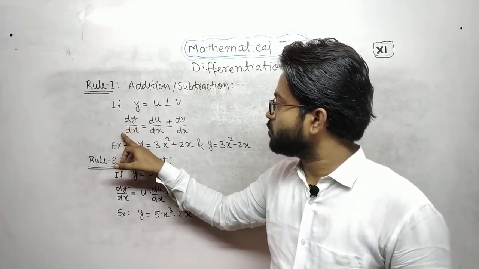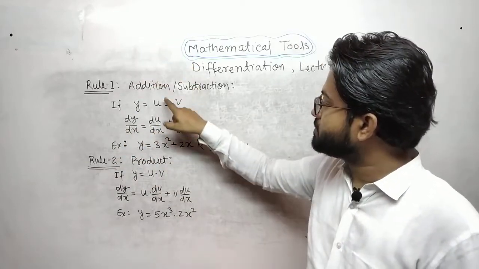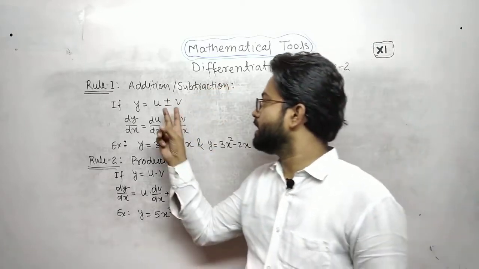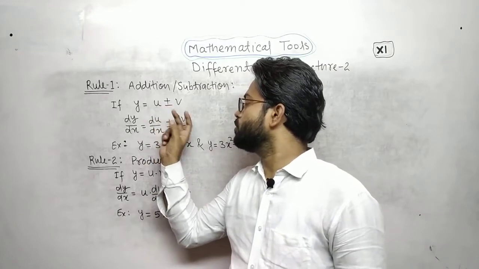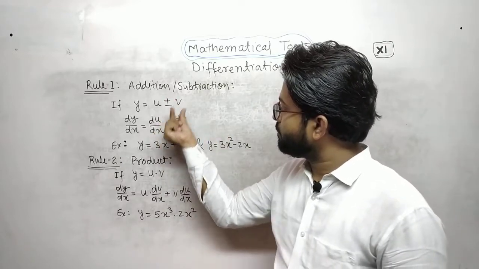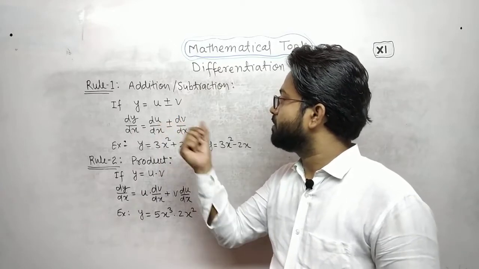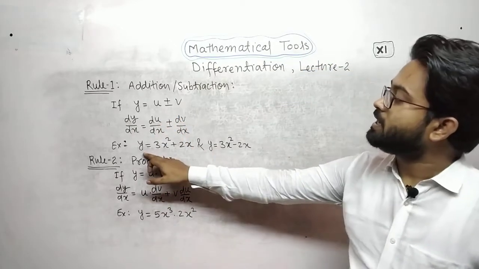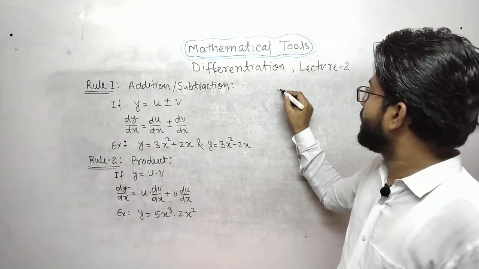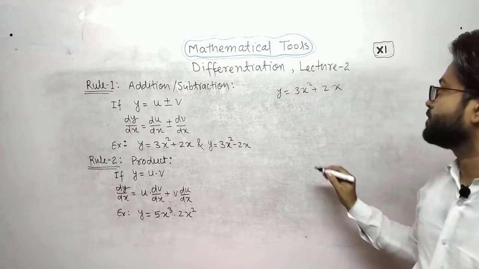The differentiation of y with respect to x will be equal to the differentiation of u with respect to x plus or minus the differentiation of v with respect to x. Means we differentiate these two parts separately, and if it is plus, then we put plus, and if it is minus, then we put minus. For example, y is equal to 3x square plus 2x.